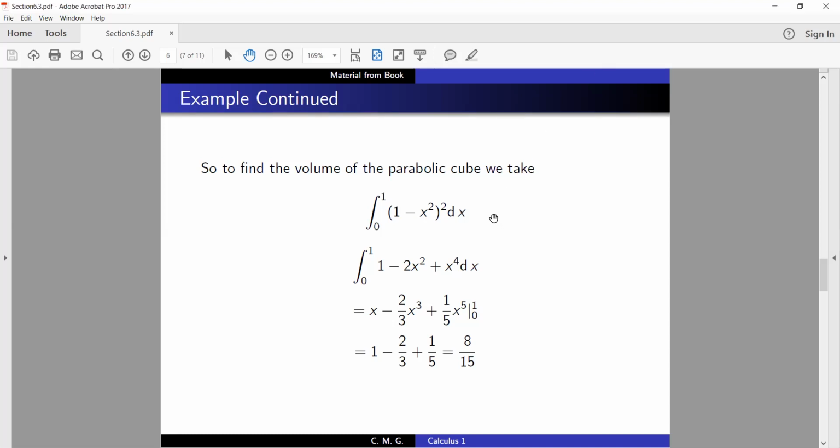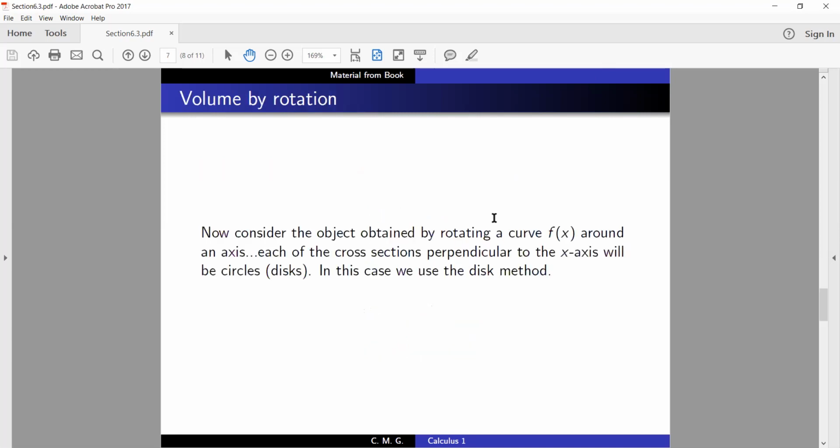So this works really well. We can do this as long as we know what the cross-sectional area looks like. Now we're going to look at two situations where we have a very special cross-sectional area. The first one is rotation of a curve around an axis.